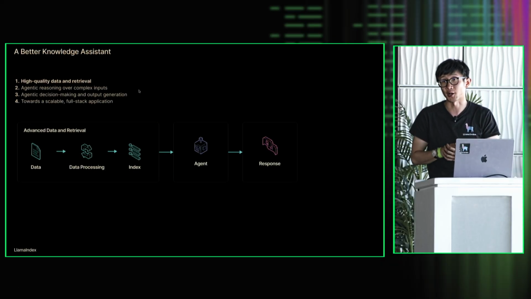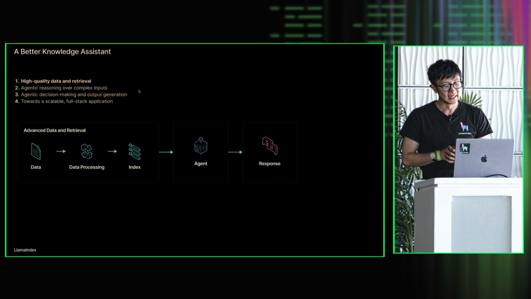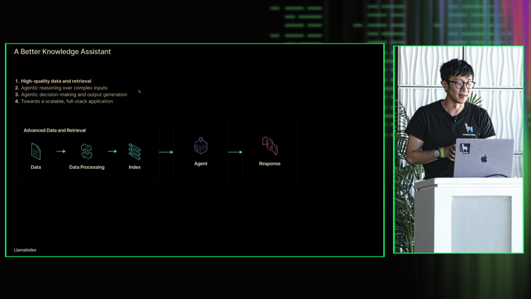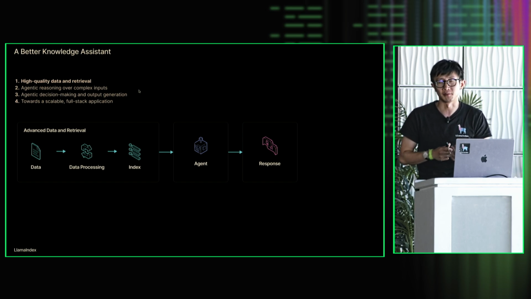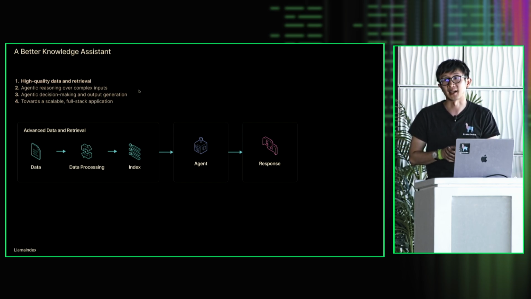The first is a high quality data and retrieval layer. You need to make sure that the data processing layer actually works, that it's able to process different types of complex data, and that you're able to get back high fidelity results from that.